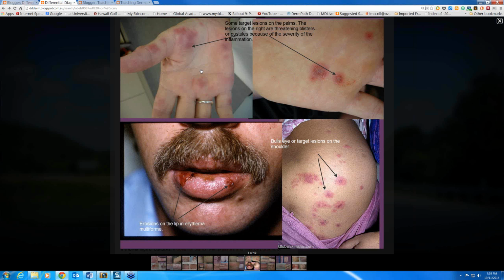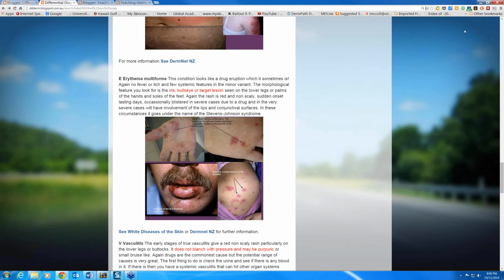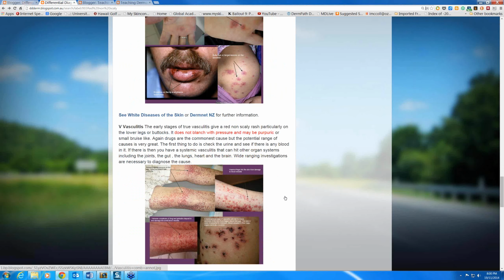So that's the target lesion of erythema multiforme. They may only have a few target lesions, and the other areas will just be erythematous patches or plaques. So that's the first E of EV. What does the V stand for? V stands for vasculitis.